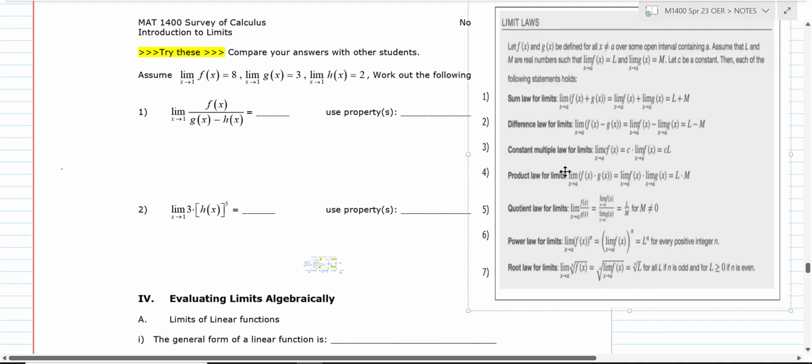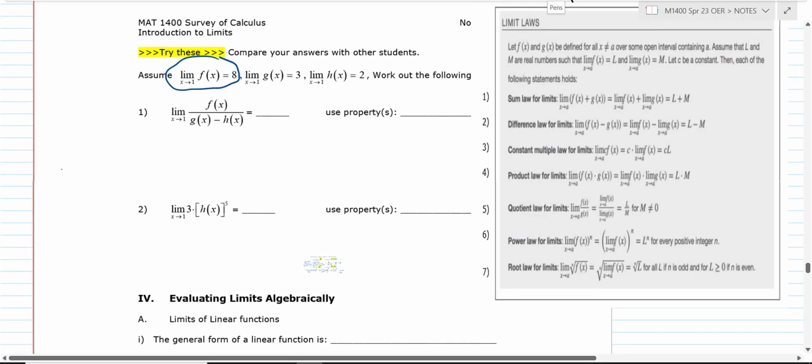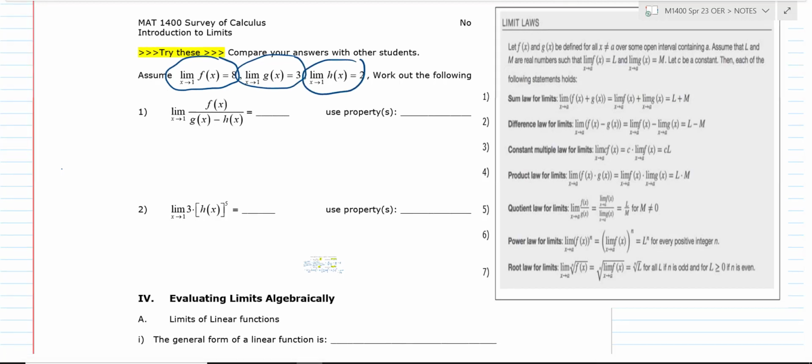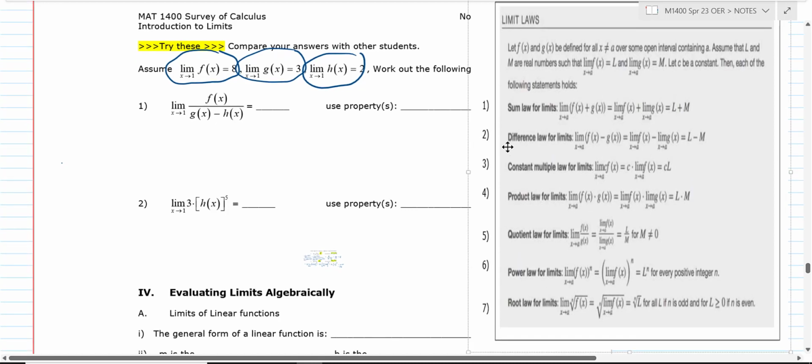So this one, I think I gave just the same values, kind of keeping it simple here. I gave you the limit of f of x and g of x and h of x. So see if you can work those out. And you all see these properties okay up here on the screen? They look a little small to me, but you can also look back a few pages. So see what you can do on these, okay? Just two problems.